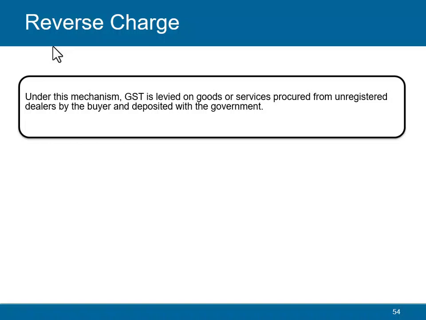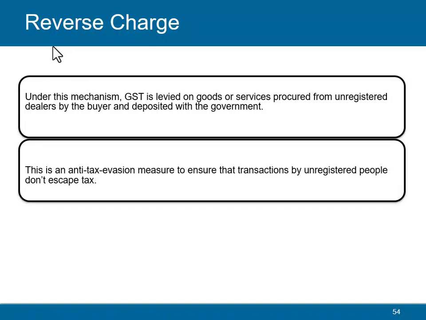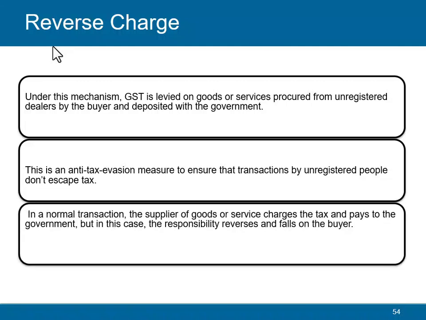ओके, चलिए सर। Under this mechanism, GST on goods or services procured from unregistered dealers by the buyer and deposited with the government. ओके, नेक्स्ट। This is an anti-tax evasion measure to ensure the transactions by unregistered people don't escape tax. हाँ, डोंट एस्केप टैक्स। आगे। In a normal transaction, the supplier of goods or service charges the tax and pays to the government.